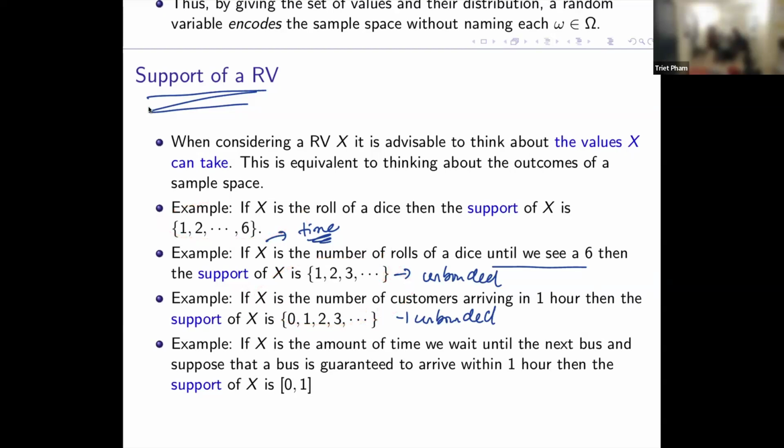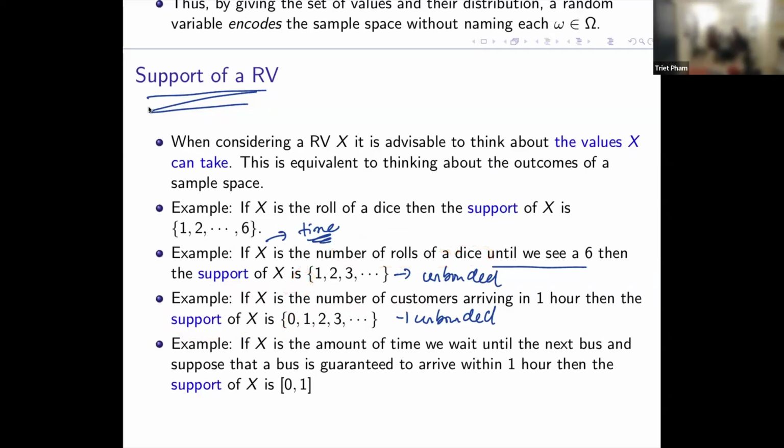Second, notice that this one starts at 1, 2, 3, and so on. Well, this one includes a 0. Small but significant, all right? Because if you miss this 0, that's incorrect for this one. Why? Because it's a number of customers. So no customer can arrive, that's possible. While if you include a 0 here, that makes no sense because you need to at least have a roll before you see a 6. All right, things like that.